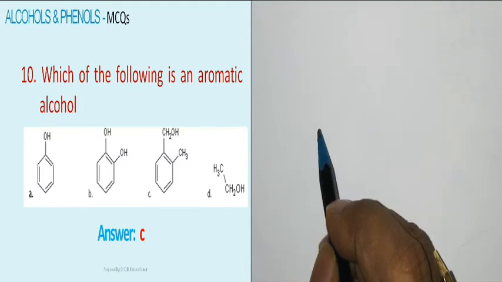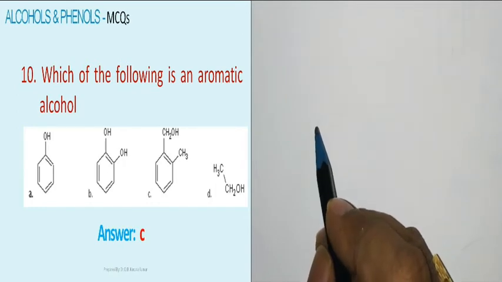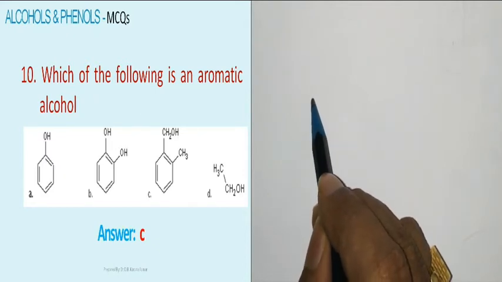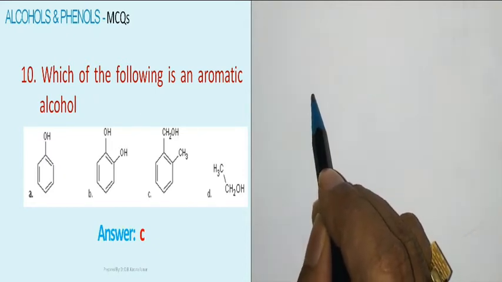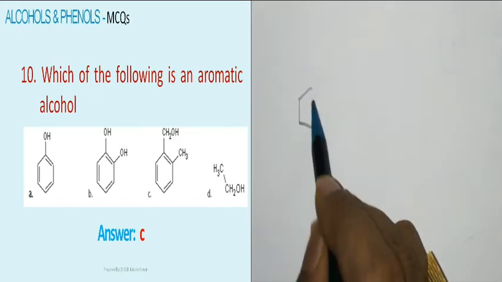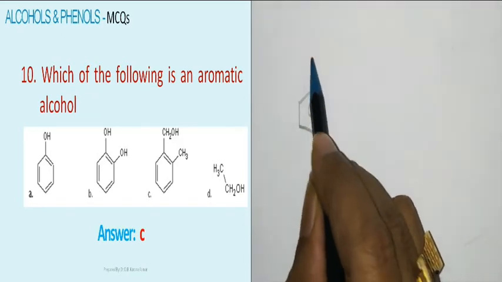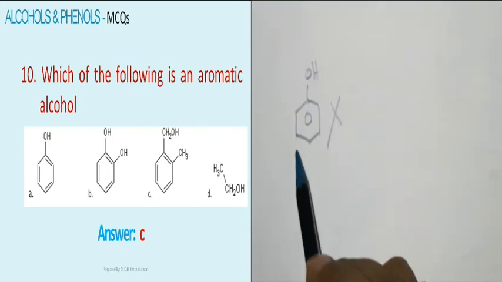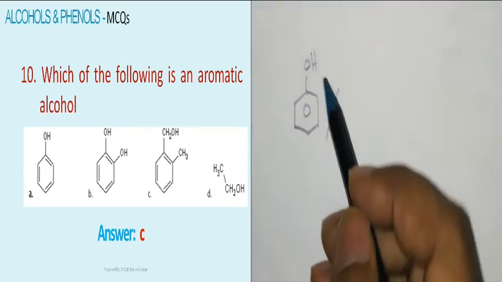It's a rather simple question. Sometimes people will be misled in this type of simple questions. Here he is asking which is an aromatic alcohol. An aromatic alcohol should contain an OH group but not attached to the benzene ring. If the OH group is attached to the benzene ring, then it is called phenol. It is no more an alcohol. Therefore, all those options where OH is attached to the benzene ring are not correct.